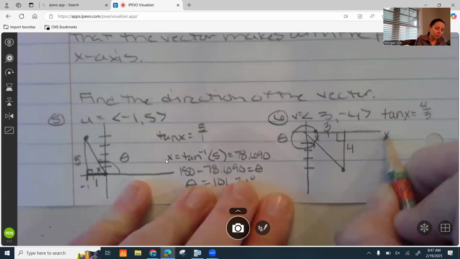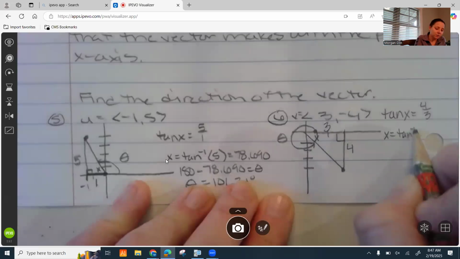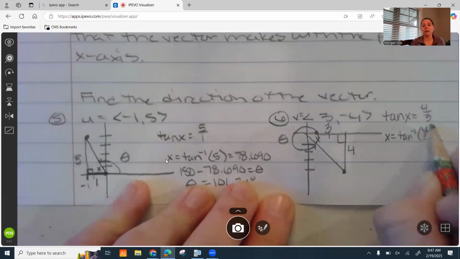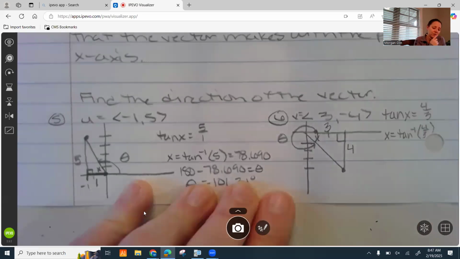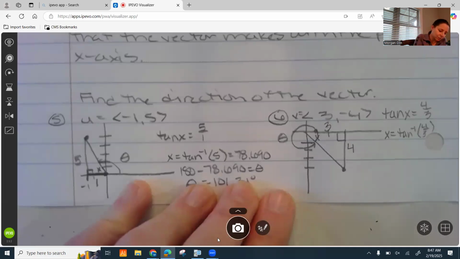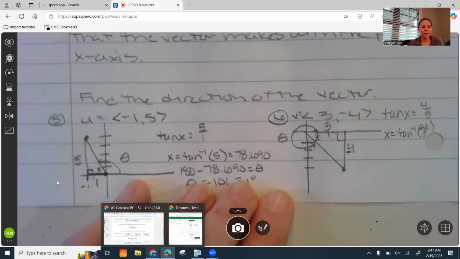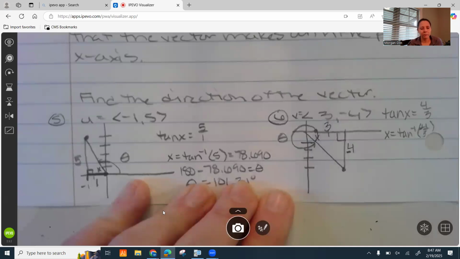So tan inverse of 4/3. Okay, so here we go. And actually, let's just play around with this. Because it's negative, you probably actually do want to put a negative right here. All right, so here we go. We didn't necessarily have to put a negative here. Just play around with it.